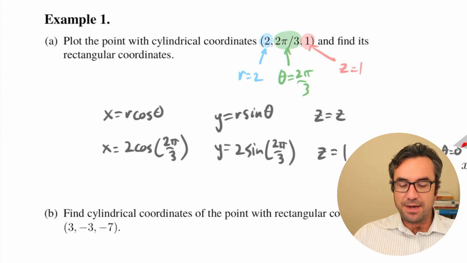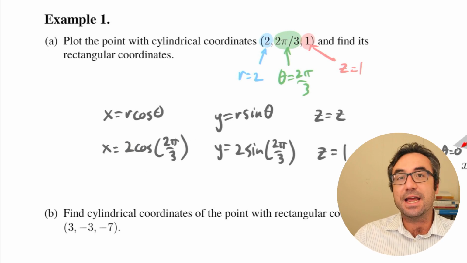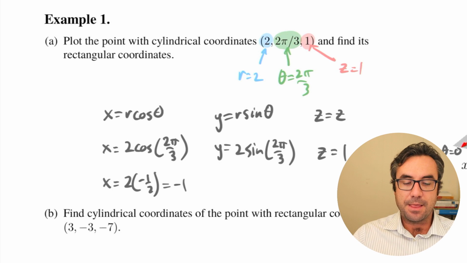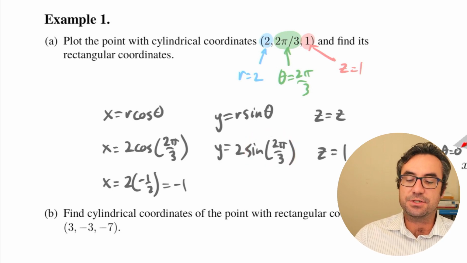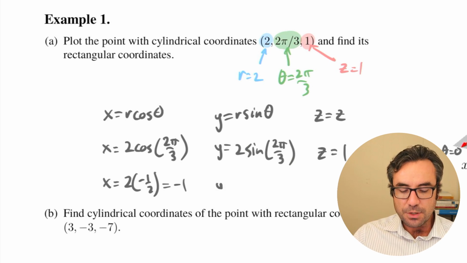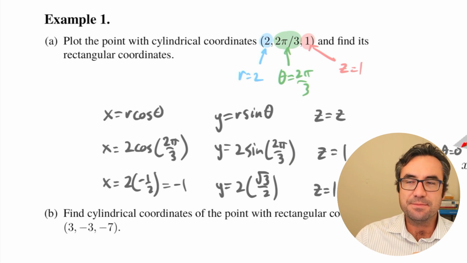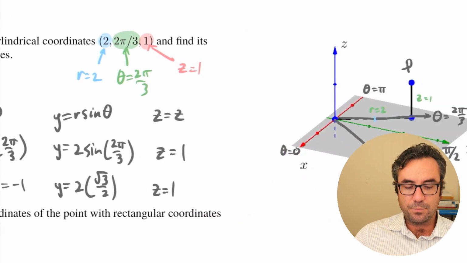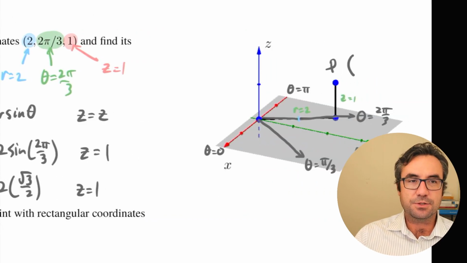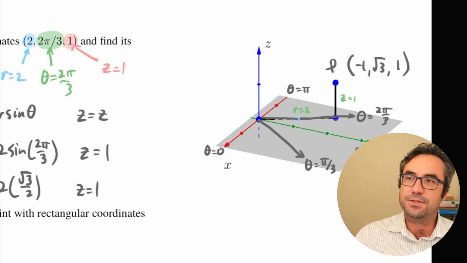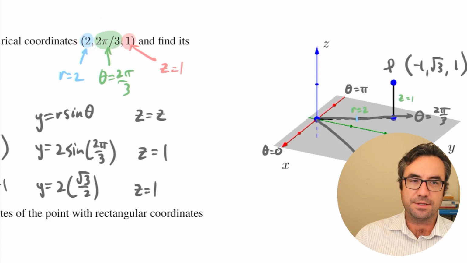And if we simplify, cosine of 2 pi over 3 is negative 1/2. So we end up with x equal to 2 times negative 1/2, which is negative 1. And then sine of 2 pi over 3 is square root 3 over 2. So we end up with our y value is 2 times square root 3 over 2. And then z is nice and easy. And if we clean it up, we can write down our coordinates for point P. So the x coordinate was negative 1, the y coordinate was square root 3, and then the z coordinate was 1. So we can think of this point in either rectangular coordinates, or we can think of it in cylindrical coordinates.